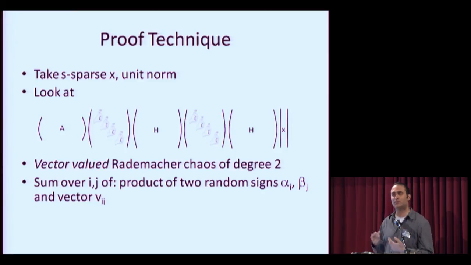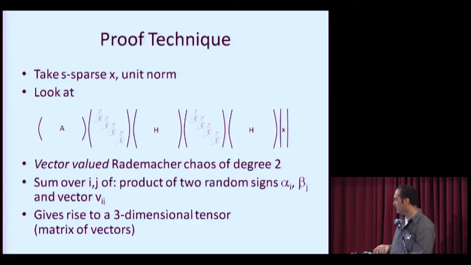But it's a random sum of a matrix of vectors. Okay, for each ij, we have a vector. And you're taking a random sum of those with one sign coming from the i index and the other sign coming from the j index. Okay? So this gives rise to a 3-dimensional tensor. It's a matrix of vectors, if you want.